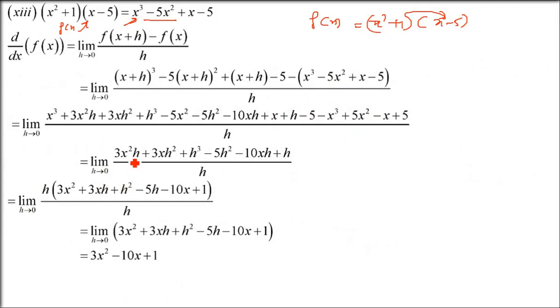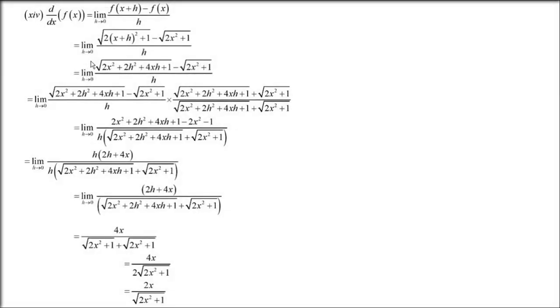x cube gets cancelled, 3x square h will remain, 3x h square will remain, h cube will remain, minus 5h square will remain, minus 10xh will remain, x gets cancelled and h will remain. This will be the final result. Just put h as 0. Now this is the 14th one.